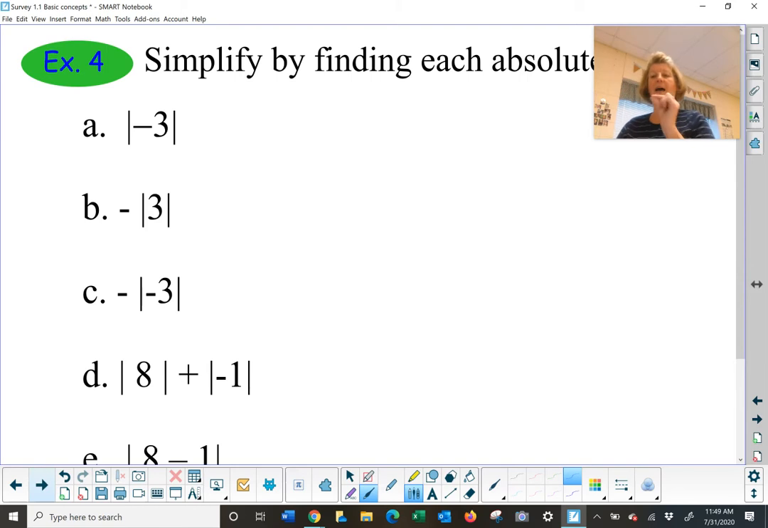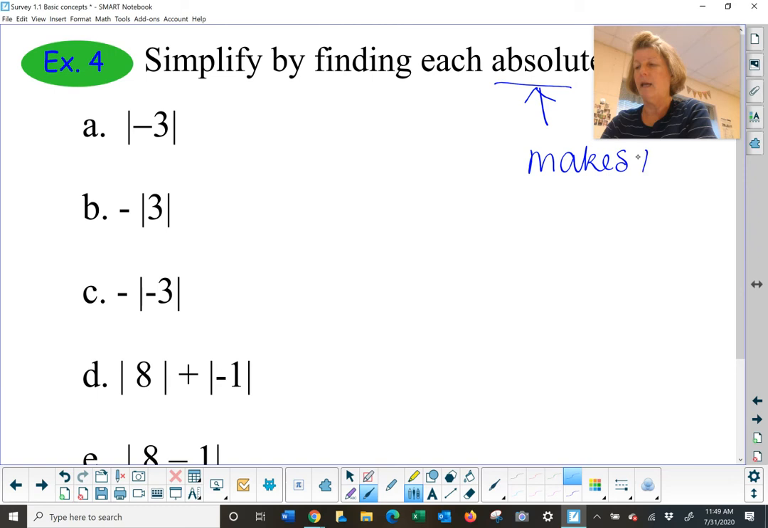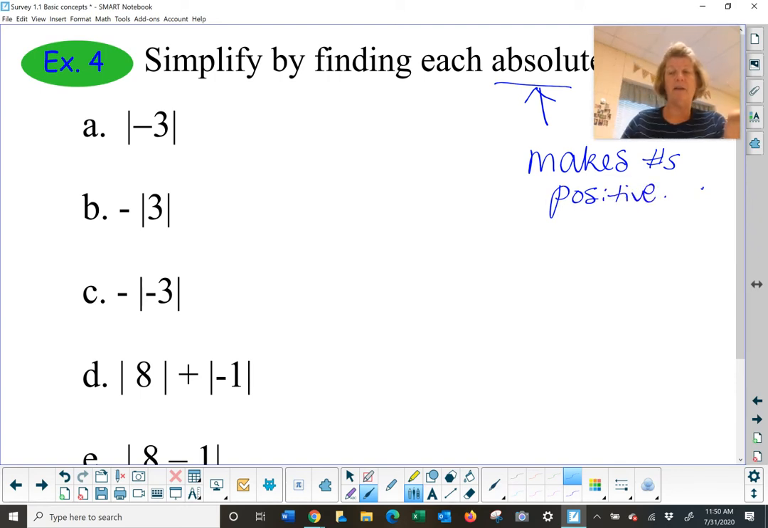Simplify by finding the absolute value of each of these. Well, we know that absolute value makes things positive, right? Maybe not things. Maybe I should get a little more specific, huh? How about makes numbers positive? So if I find the absolute value of negative 3, it's going to turn out to be positive 3.